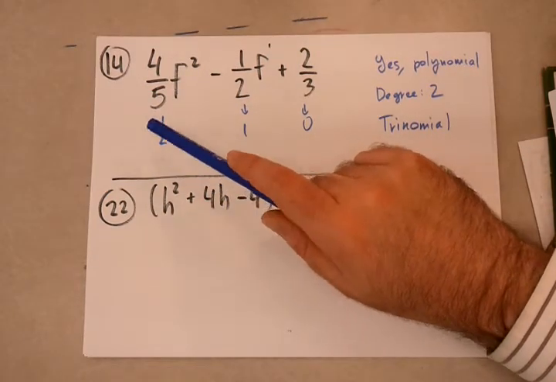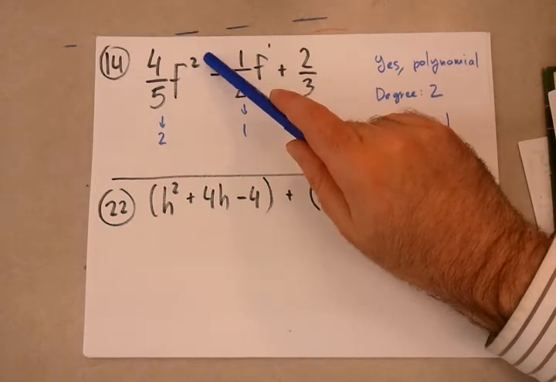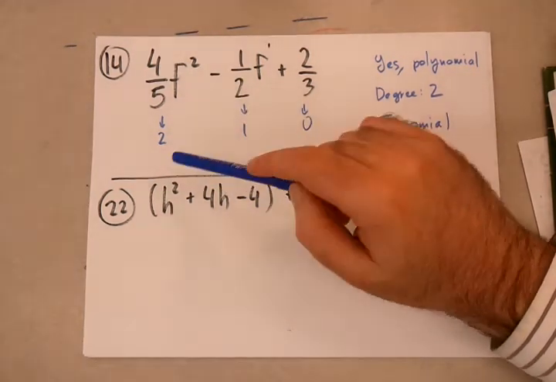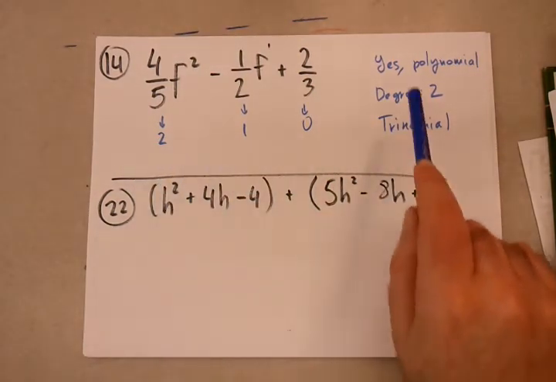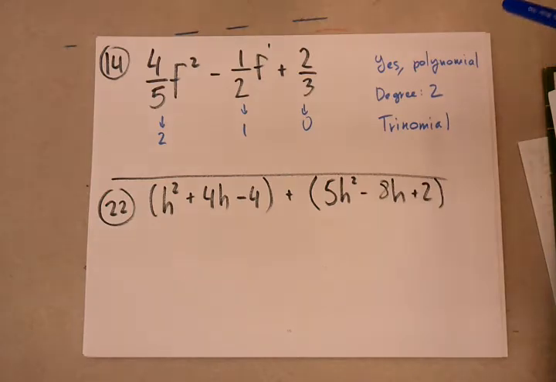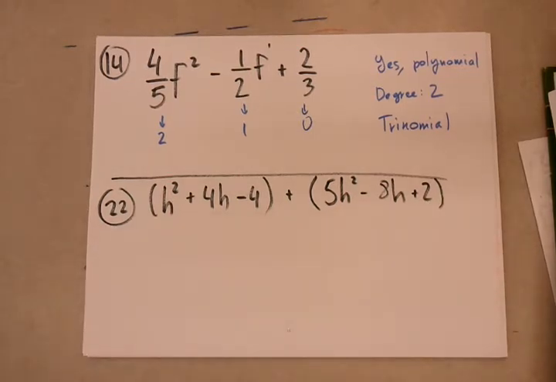Here we have again a constant which doesn't contribute anything, but this variable, the f, is to the second power. So the entire monomial is to the second degree, and since this is the highest monomial in the entire polynomial, the polynomial is to the second degree. So that's number 14. Number 22, you're given two polynomials and you're adding them together.